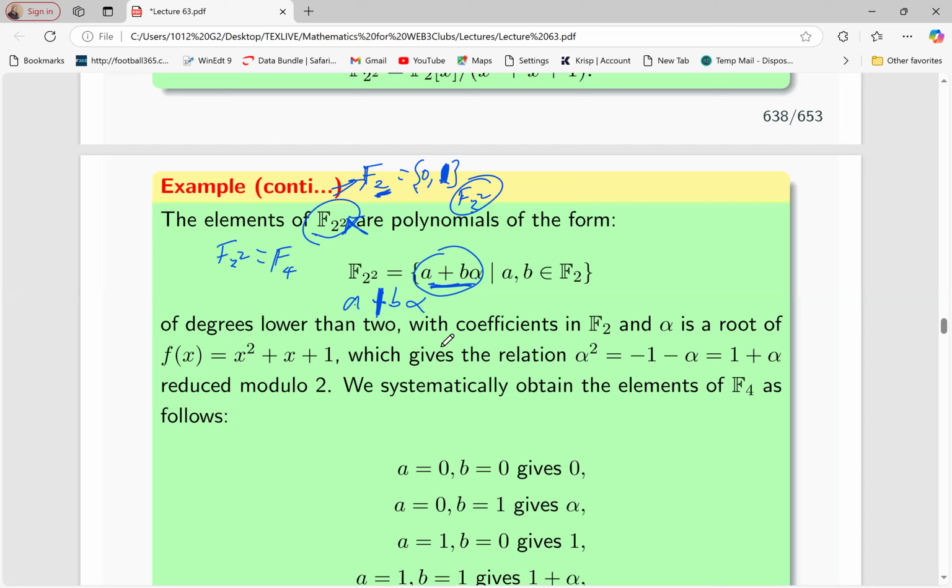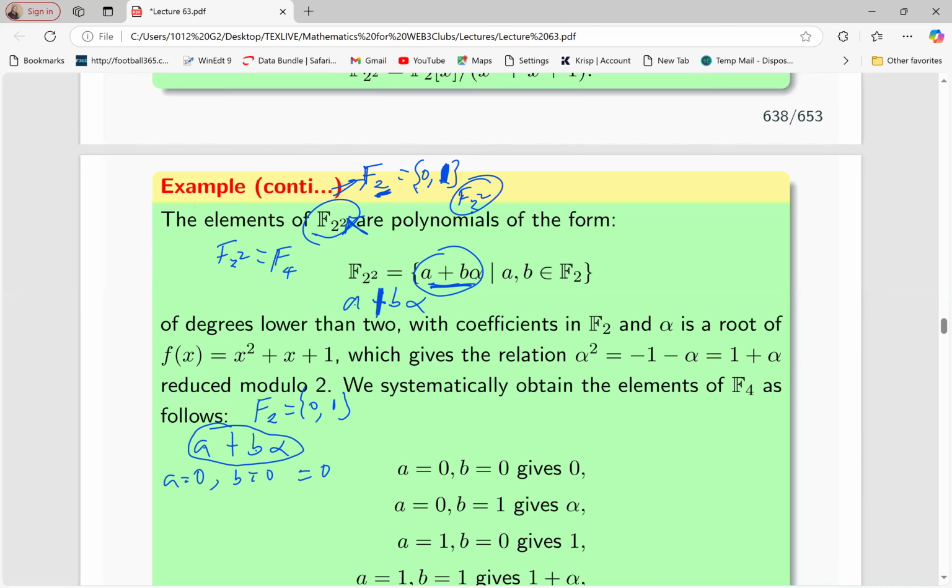We use linear combination. F of 2 has the elements 0 and 1, and we want to create A plus B alpha. How many ways can we do this? A can be 0, and B can also be 0. So if A is 0 and B is 0, what does this equation become? This equation becomes 0, because it will be 0 plus 0 alpha.